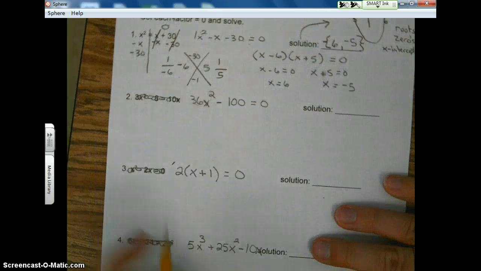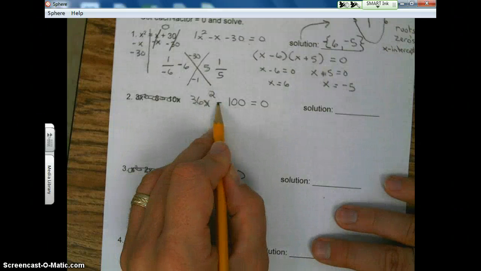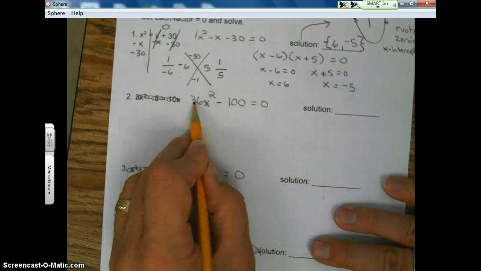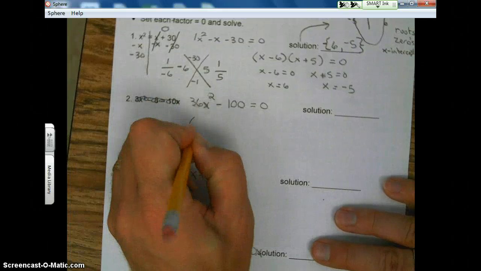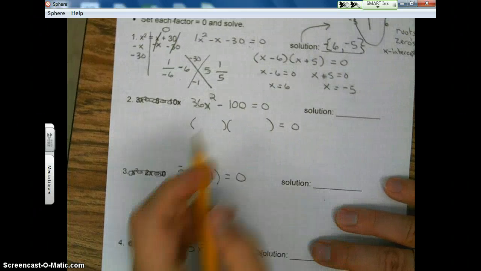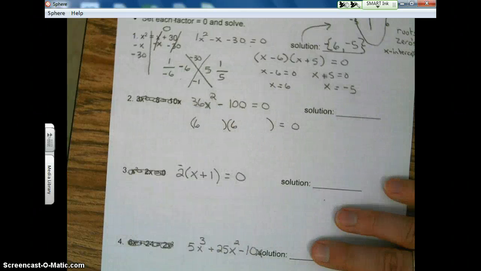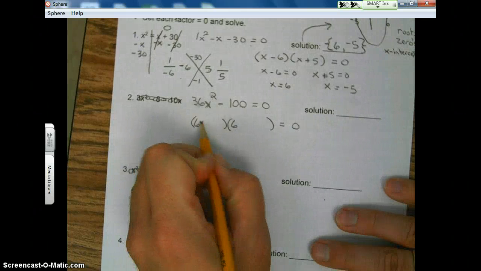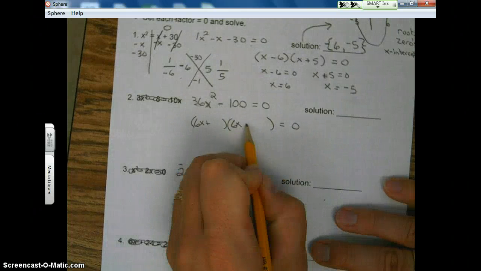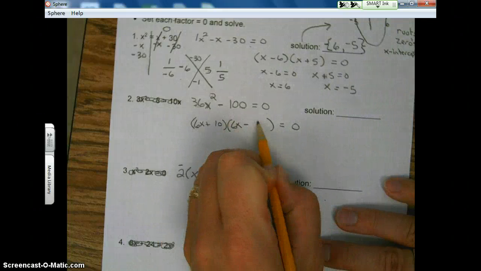Alright, I changed this problem to a difference of 2 squares. Make sure you know your perfect squares. So, 36 breaks down to 6 times 6. X squared, x times x. 1 plus, 1 minus, and 100 breaks down to 10 times 10.